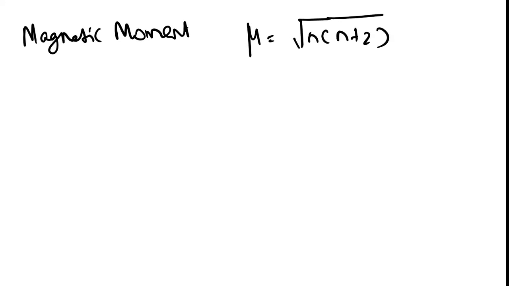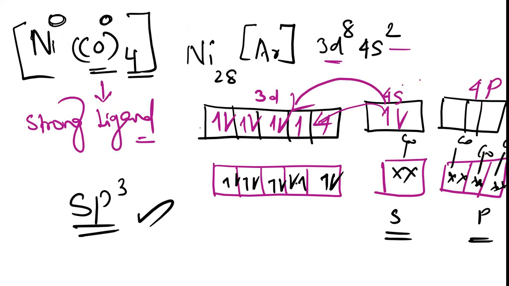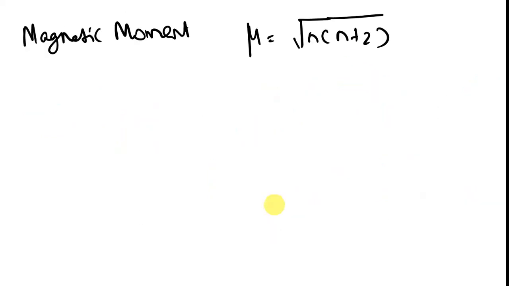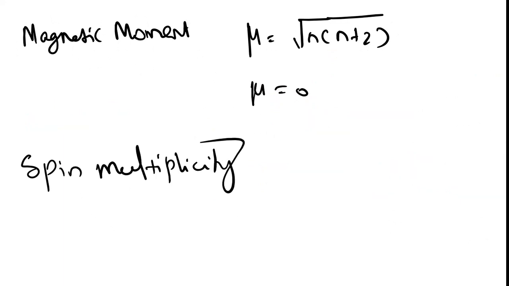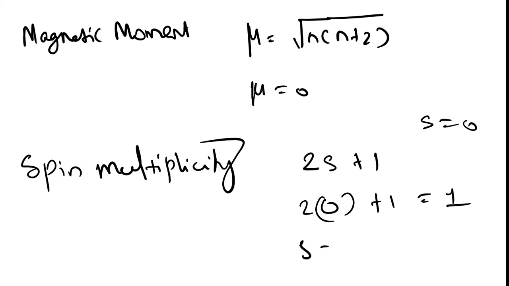Magnetic moment, that is mu is equal to root of n into n plus 2. n is nothing but the number of unpaired electrons. Check out the configuration. Is there any unpaired electron here? No. So n is equal to 0 here, so mu is equal to 0. Then spin multiplicity means 2s plus 1. Here there are no unpaired electrons, so s is equal to 0. So 2 into 0 plus 1 is equal to 1. So spin multiplicity is 1 here.